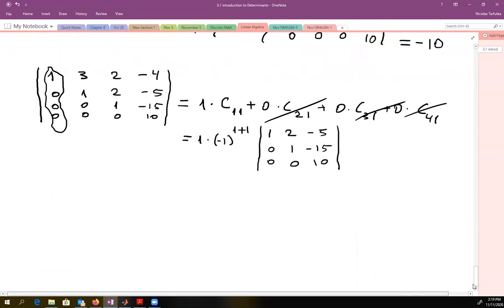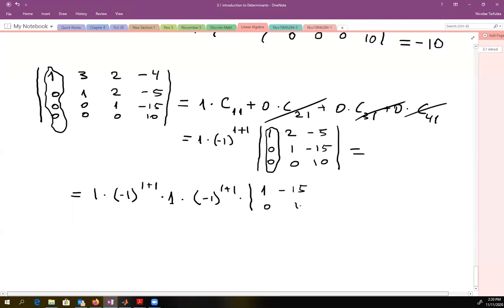Now you do exactly the same. So this equals 1. I'm going to keep all these things: negative 1 to the 1 plus 1. Of course, this is 1. Then you do exactly the same thing and expand according to the first column here. So this is multiplied by 1, then multiplied by negative 1 to the 1 plus 1, the cofactor C11 in this case. So this is multiplied by this determinant.